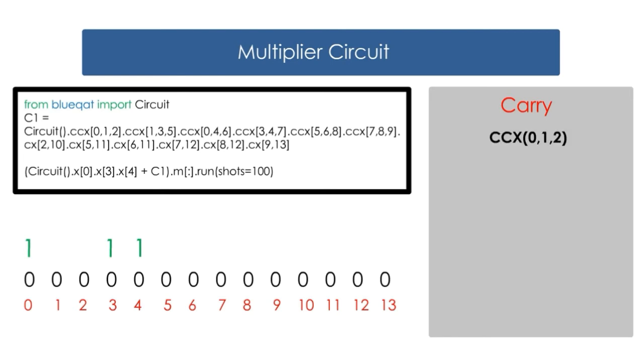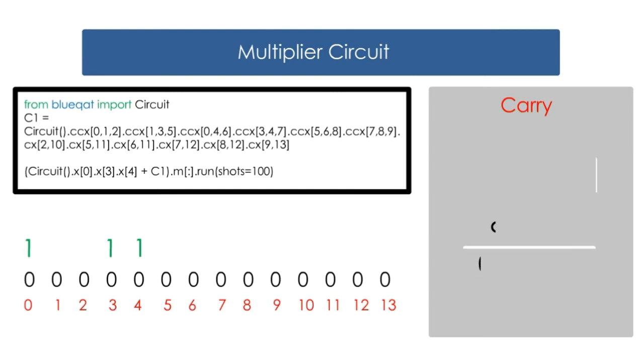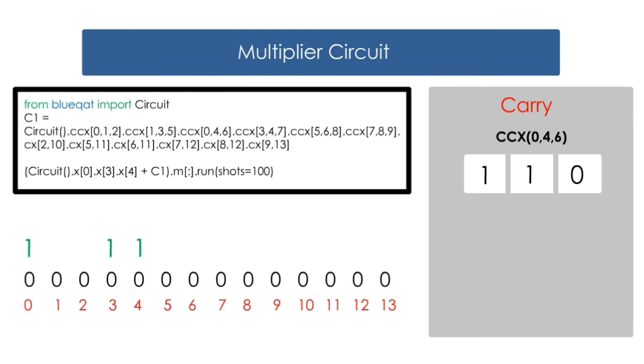We take qubits at 0, 1 and 2. Since the two control gates are not 1, the target gate will not flip. Next, we take qubits at 1, 3 and 5. Since the two control gates are not 1, the target gate will not flip. Then next, we take qubits at 0, 4 and 6. Since the two control gates are equal to 1, then the target gate will flip to 1.